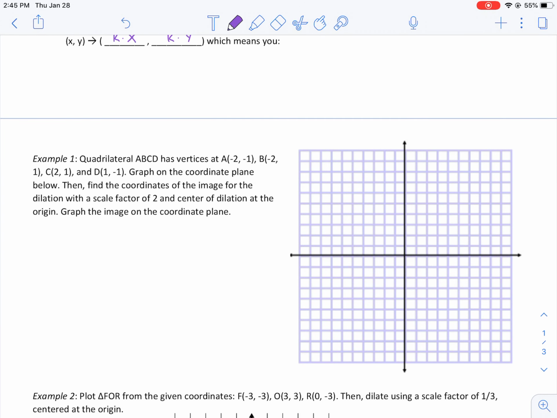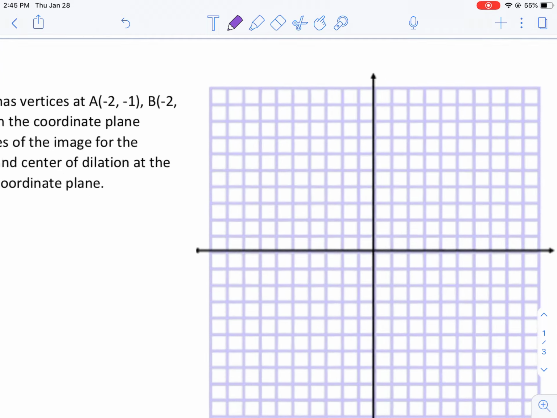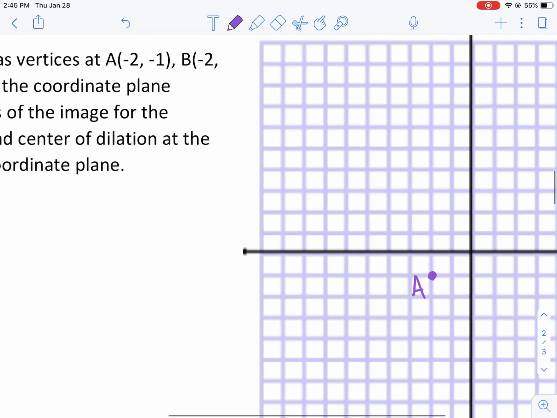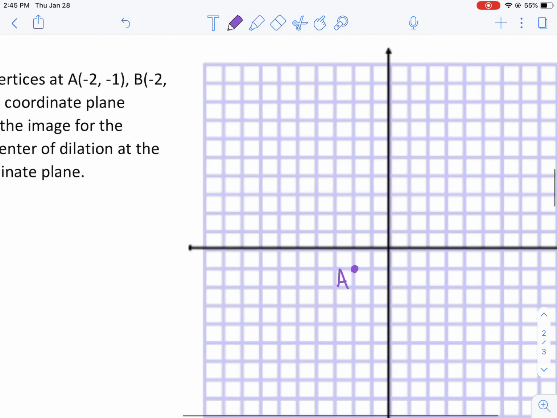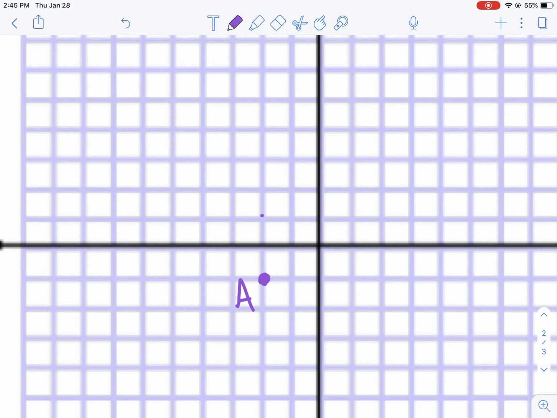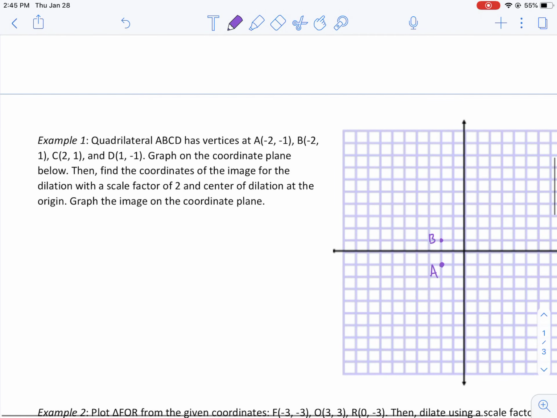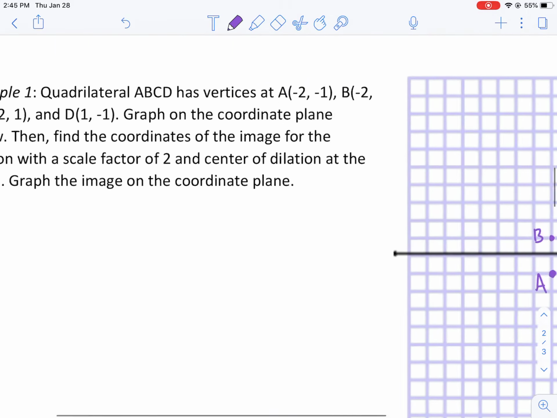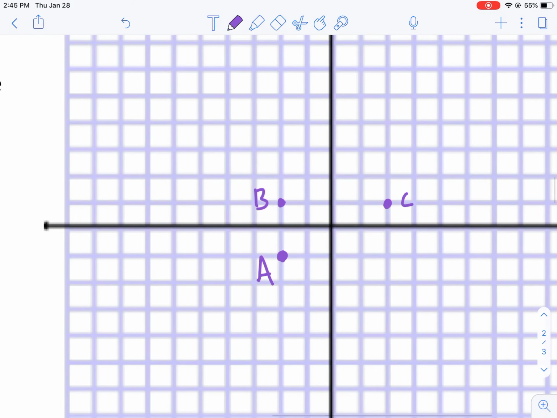Quadrilateral ABCD, okay, so we need to plot these points, has vertices at A. So A is at -2, -1, so that's left 2 and down 1. B is at -2, 1, so over 2, up 1. C is at 2, 1. And D is at 1, -1.